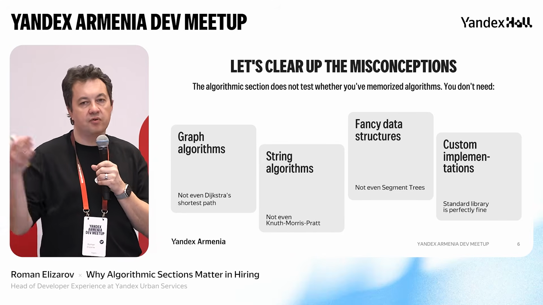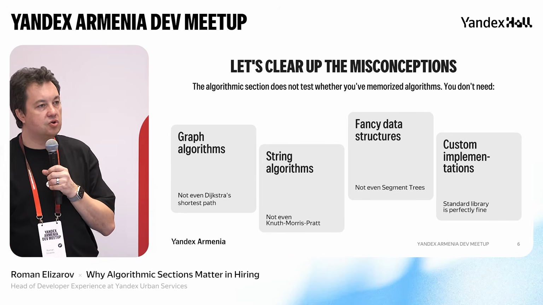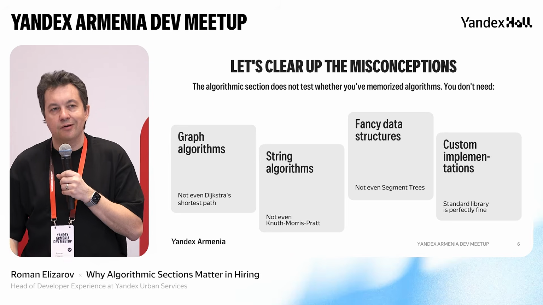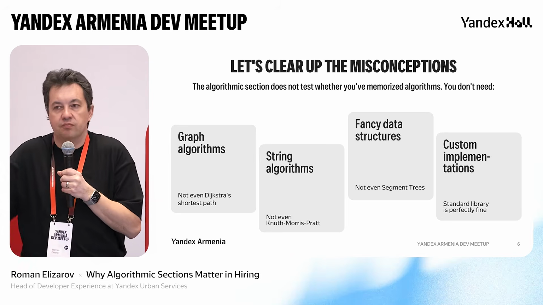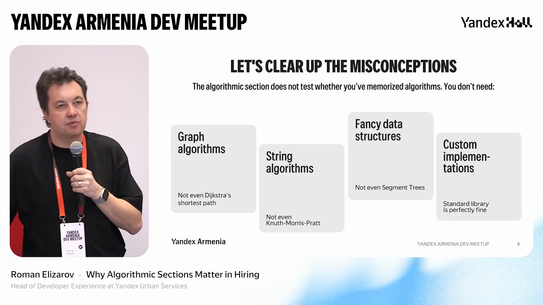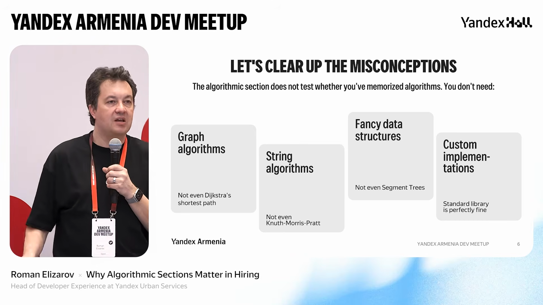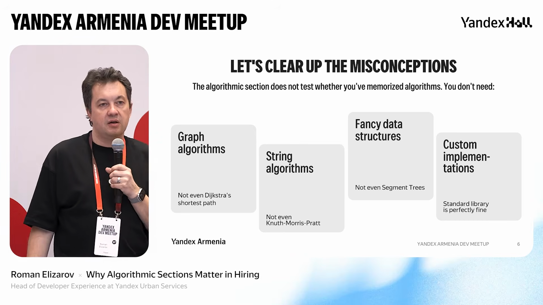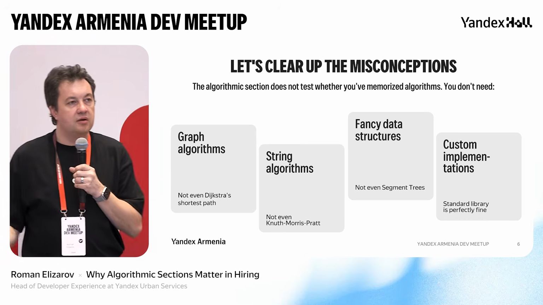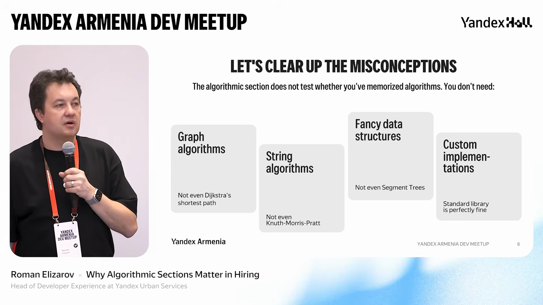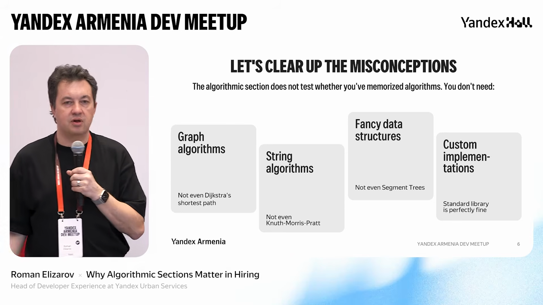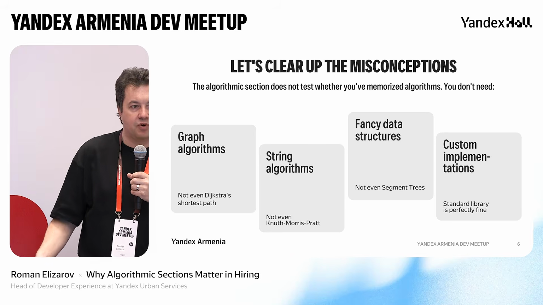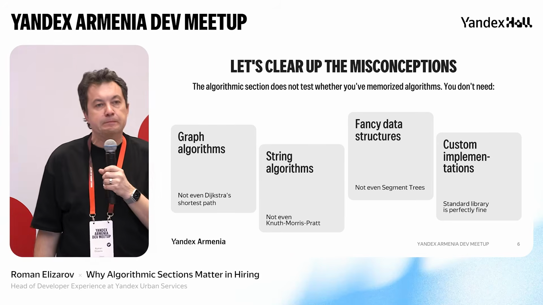I mean, you're allowed to pick any programming language you want, and you're free to use whatever standard utilities it has. So you don't have to re-implement your hash map, you don't have to re-implement your list. You don't need to do any of that. And so calling it algorithmic sections really just confuses people who are trying to apply to Yandex, because you don't have to memorize algorithms. It's not about that at all.